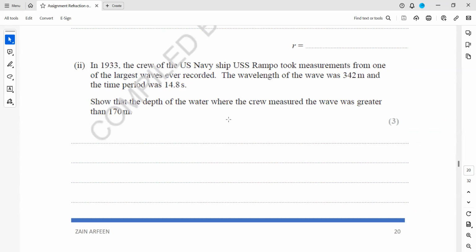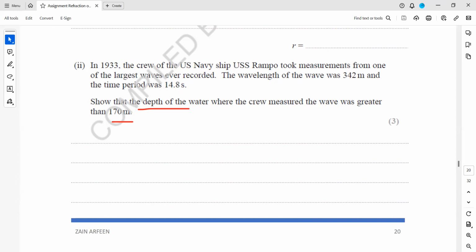In 1933, the crew of US Navy ship USS Ramapo took a measurement of one of the largest waves ever recorded. The wavelength of the wave was 342 meters and the time period was 14.8 seconds. Show that the depth of the water where the crew measured the wave was greater than 170 meters. So how can we show that the depth where they took this measurement was more than 170 meters?